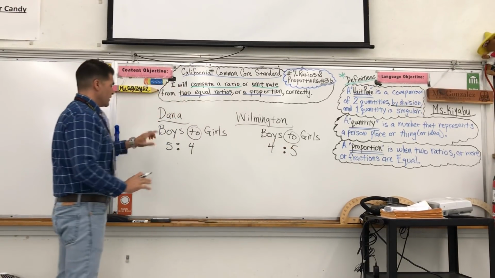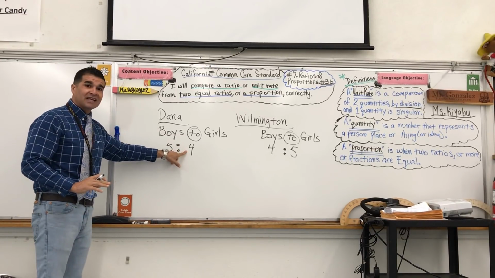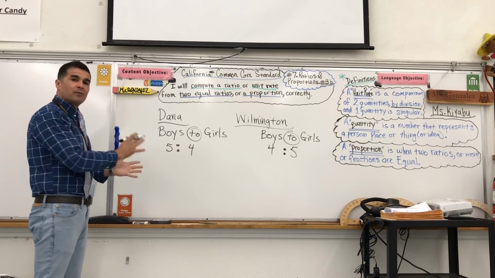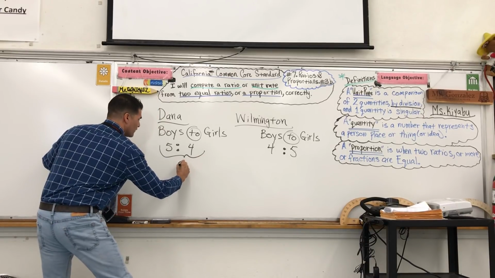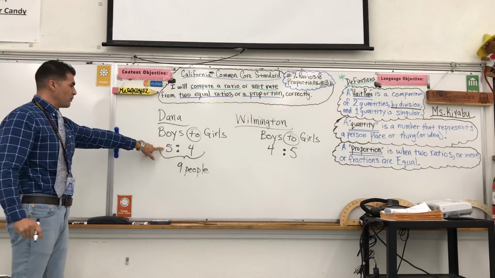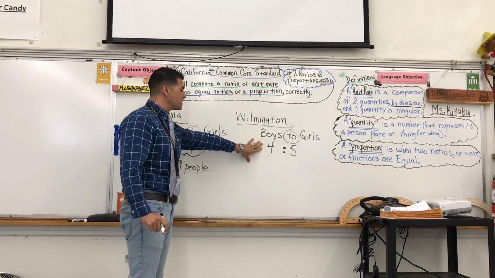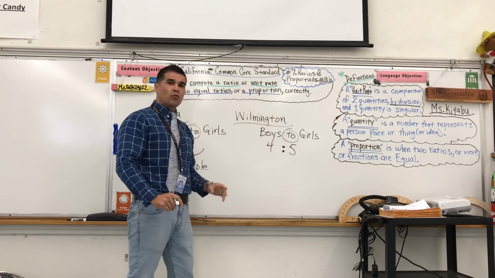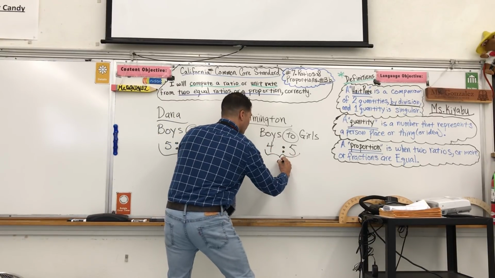This means that if there's 5 boys at Dana, at the same exact time, there's going to be a group of 4 girls going in. Well, how many people is that together? This is going to be a total group of 9 people together. 5 of them will be boys, and 4 of them will be girls. But over here at Wilmington, when 4 boys go, 5 girls go with those 4 boys. So again, this is going to be a group of 9 people.